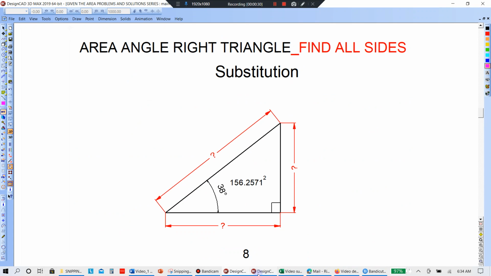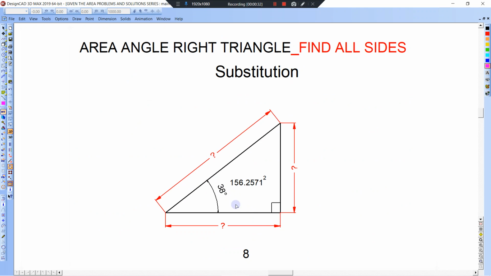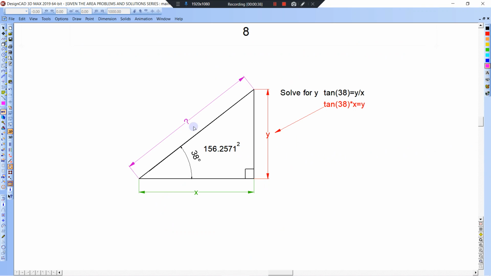Let's take a look at the solution. This first case, we have area and an angle. What we're looking for is this leg, but we need more information. So the tangent of 38 is equal to y over x. That's a given. Then we solve for y, so we end up with tangent of 38 times x is equal to y. We can replace that with tangent of 38 times x.